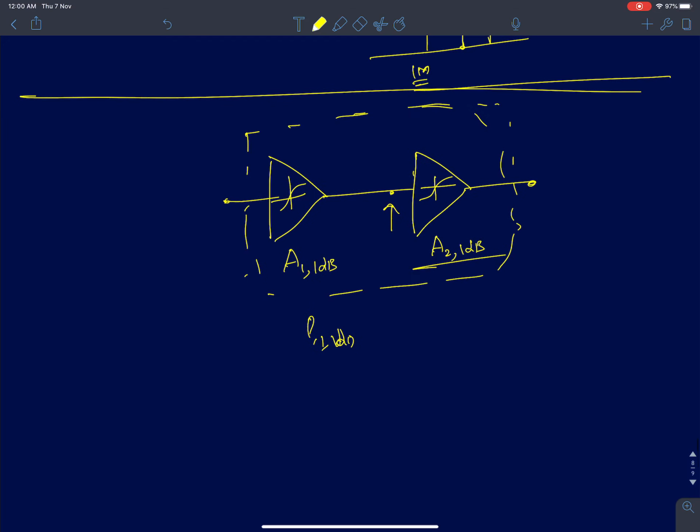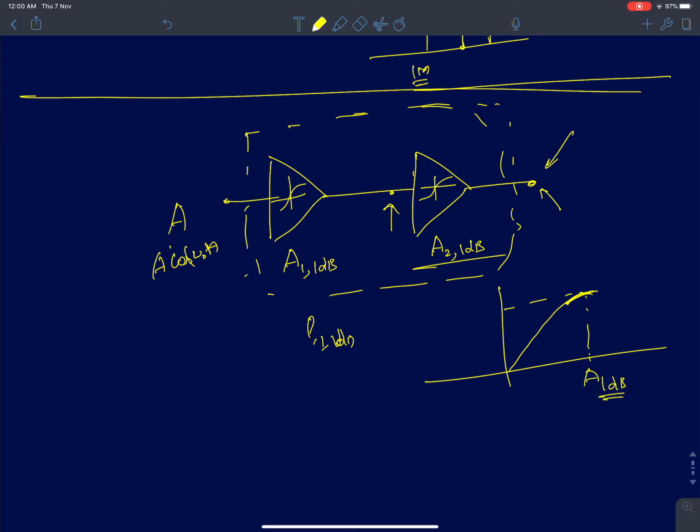So how do you find the 1 dB compression point? You feed an input sinusoid at frequency omega naught with an amplitude A, and then we see the gain, and we find the input at which the overall gain reduces by 10% of its nominal value, to 90%. That I am going to call A1 dB. This is the A1 dB of your overall amplifier.